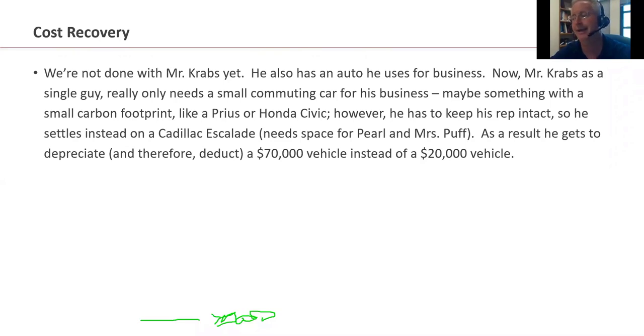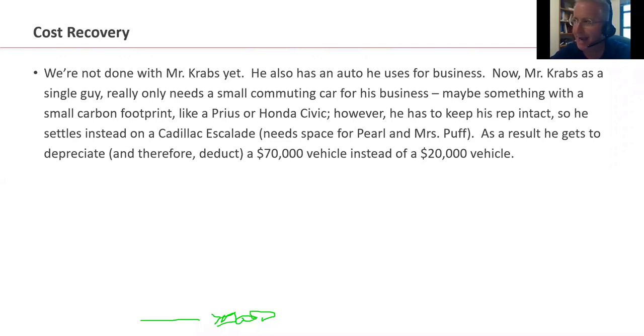And don't forget, his daughter's a whale. His girlfriend is a pufferfish. They're both giant. So maybe he just wants the bigger car. So as a result, he gets to depreciate and therefore deduct a $70,000 vehicle instead of a $20,000 vehicle.